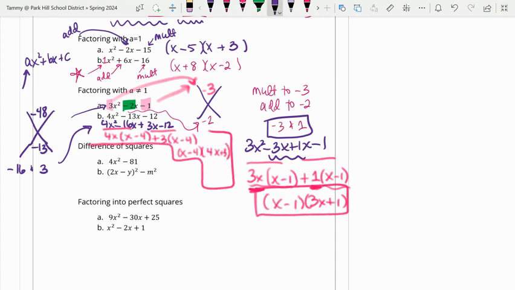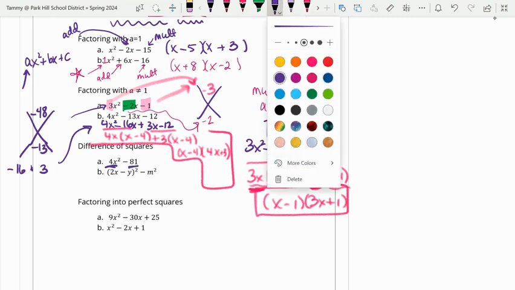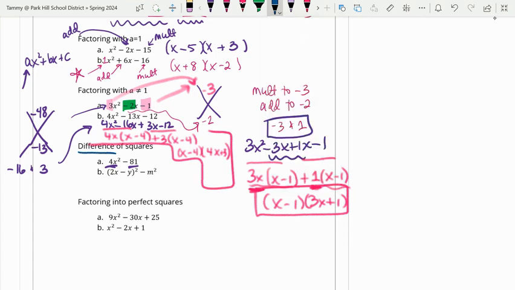All right, difference of squares, meaning something squared minus something squared. Change colors here. So difference meaning subtract.